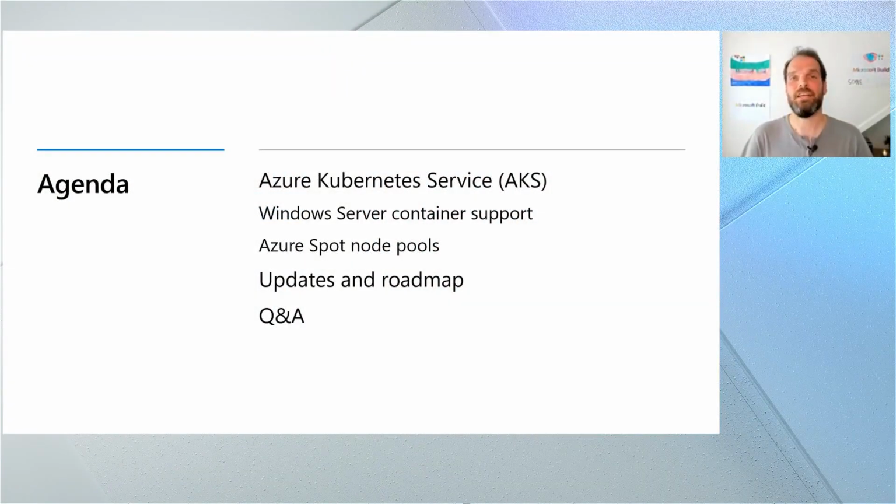In this session, we're going to talk about a few new features in Azure Kubernetes Service, AKS. We're going to talk about Windows Server Container support and also the support for Azure Spot node pools. I'm going to show you a little tour of these features and share some recommendations on how to use them in AKS. We're also going to look at a few of the recent updates we've made to the AKS service and a sneak peek at the near-term feature roadmap that we have.